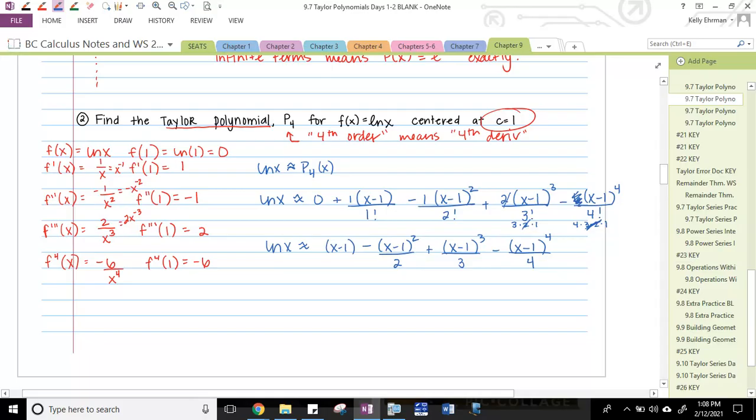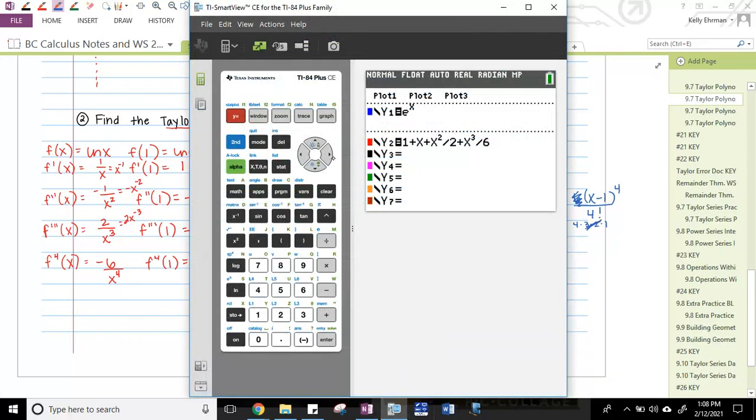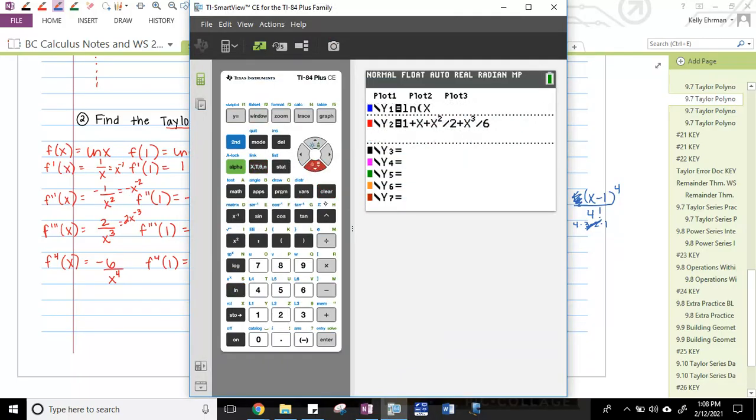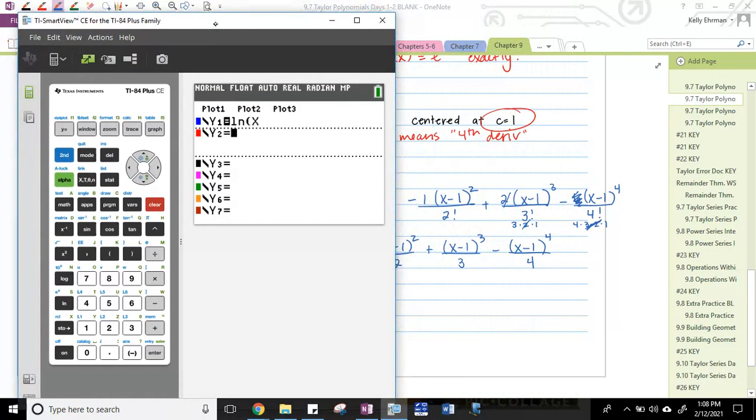Now, natural log of x, we are going to eventually memorize the Taylor polynomial, or the Maclaurin polynomial, I should say, for natural log of x, but I just wanted to show you. It's got this nice pattern. Let's do one more comparison. Let's put in natural log of x and type in what we have here.